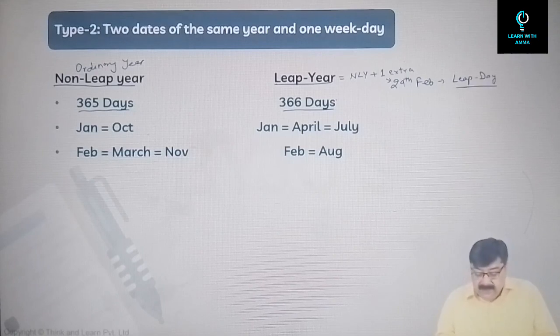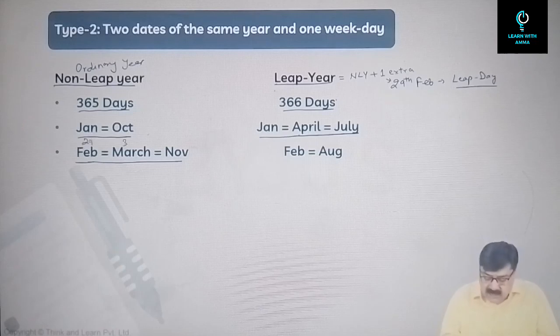And in a non-leap year, January and October have the same calendar. In a leap year, please remember January, April and July, although I have not given you a question pertaining to that, but you must memorize this: Jan, April and July in a leap year have the same calendar. In a non-leap year, February, March and November will have the same calendar, obviously for 29 days. That's what I mean here.